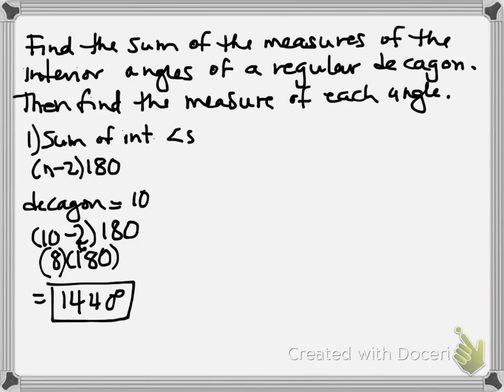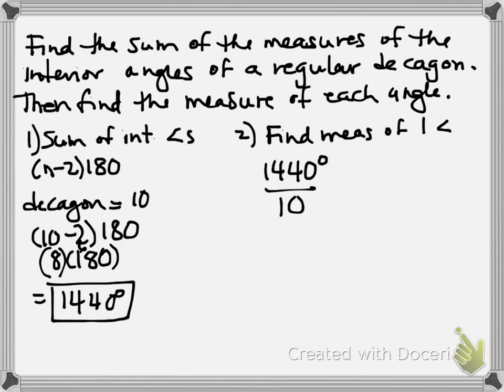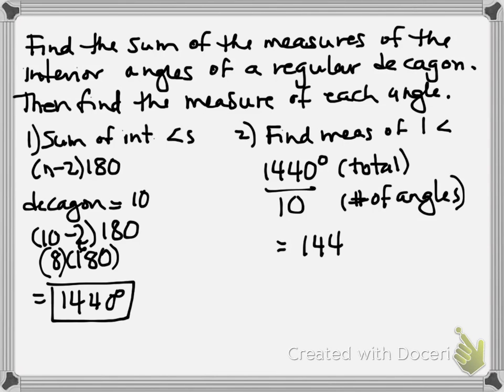Okay, now I'm going to find the measure of one angle. So if they all equal 1440, and I have 10 of them, what am I going to do to figure out what one of them measures? Connor. Divide 1,440 by 10. So this is the total, and this is the number of angles. And the answer is, each angle measures 144 degrees.